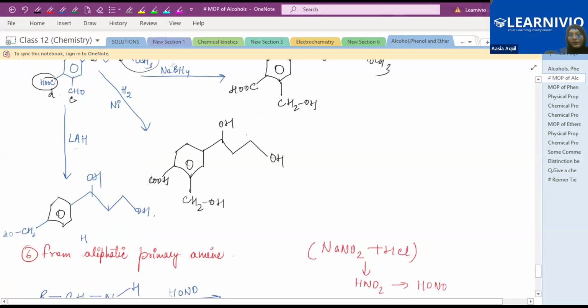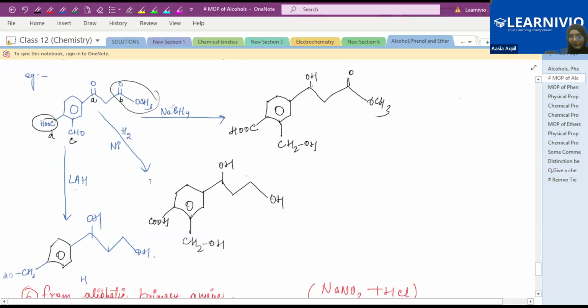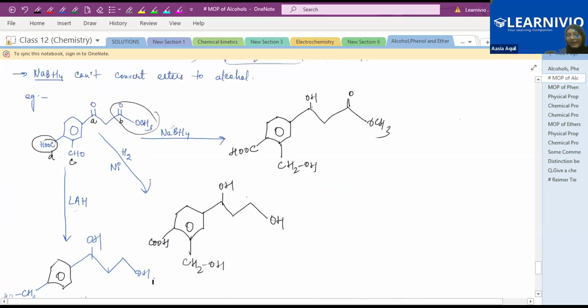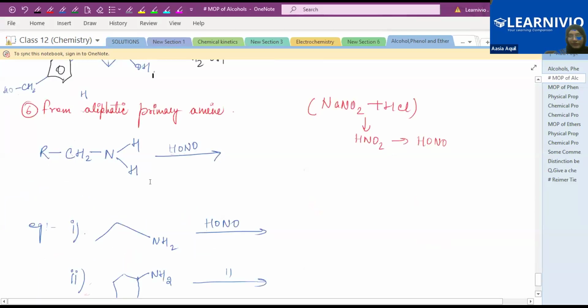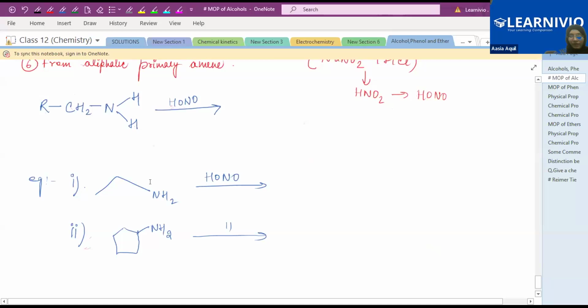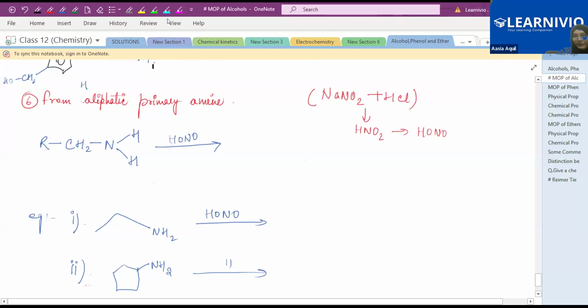So that is the role of different reagents. You have to just keep this in your mind. Sodium borohydride will reduce only carbonyl compounds, ketone and aldehyde. Catalytic hydrogenation can reduce all groups other than carboxylic acid. And lithium aluminum hydride, because it's the strongest reducing agent, can reduce each and every group. Now the next method of preparation is from aliphatic primary amine.